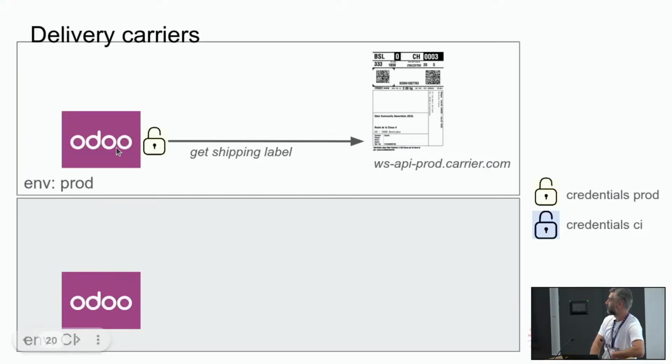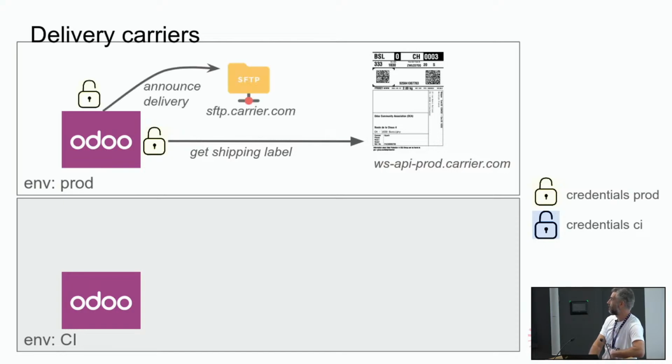So it looks like this. When you confirm a picking, you get a shipping label from an API. So it's a different protocol, but it's quite the same. Then there is a cron that announces the delivery. And if you disable the cron, you don't have this problem, but this one will still be there.